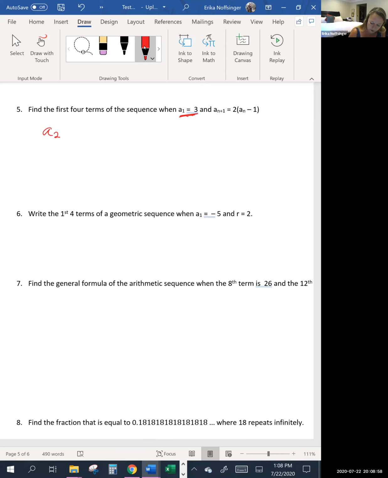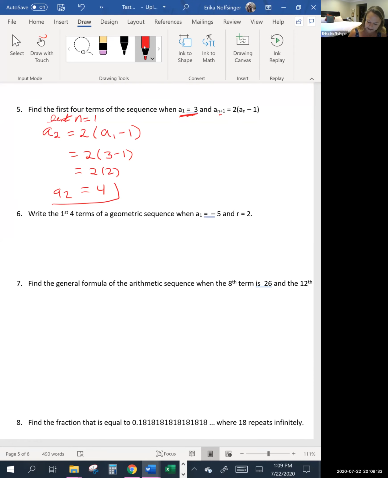Let n equal 1. If we plug in 1 in here, this would give us a sub 2, and this would equal 2 all times a sub 1 minus 1. But we're given what a sub 1 is. A sub 1 is 3. So this is equal to 2 all times 3 minus 1. So this is equal to 2 times 2, which is 4. So our second term is 4.